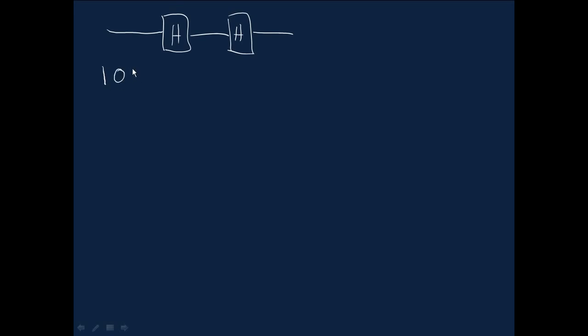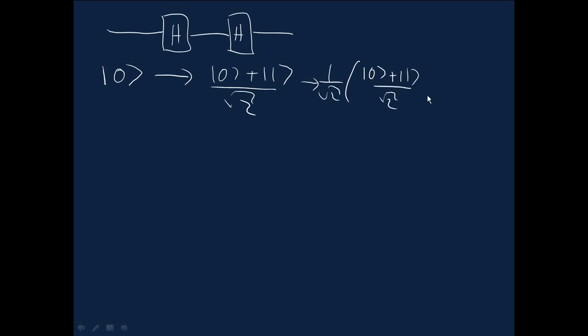Actually, it's good to pause a second and try to guess what you think the result is going to be if you input an arbitrary quantum state. Once you've done that, let's look at what happens to the zero state. The first Hadamard gate takes it to the superposition (0 plus 1) over root 2. And the second Hadamard gate takes the 0 to (0 plus 1) over root 2, plus the 1 is taken to (0 minus 1) over root 2.